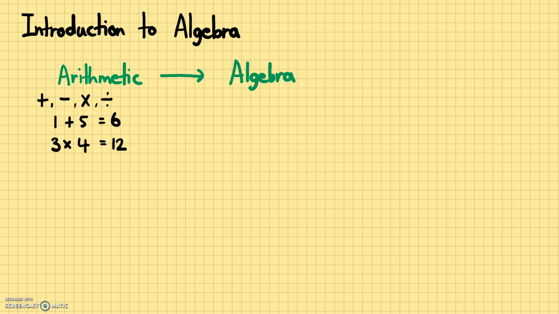But once you go into algebra, you start using letters. The most common letters used are X, Y, and Z. I think X might be the most common. So instead of having 1 plus 5 equals 6, you'll start seeing things like X plus 5 equals 6. And what does X equal in this case? Notice how the questions become a little bit different in algebra.